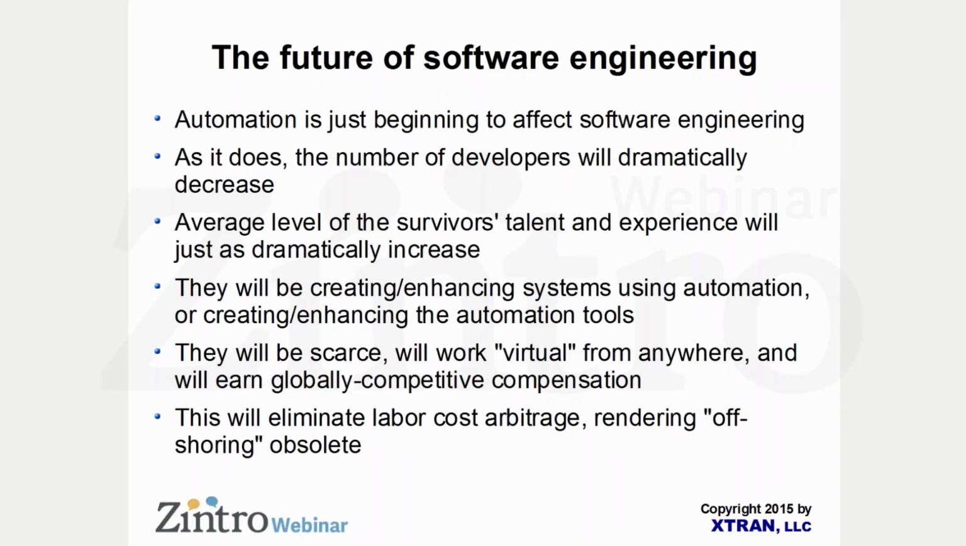At the same time, because we're automating the easy parts and the boring parts, what's left is tough. And that means that the level of the remaining developers is going to be much higher in terms of talent and experience. They will either be working on the automation tools, or they will be working on systems using those automation tools to create and maintain the systems, application systems, for example.